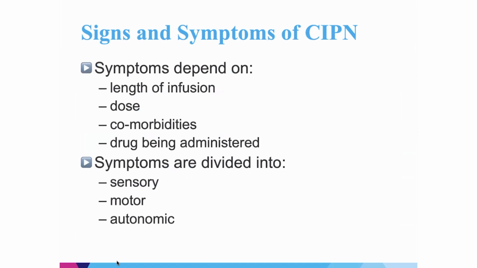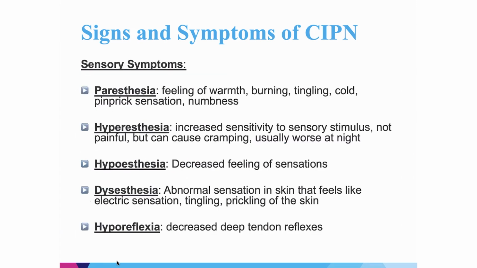So signs and symptoms depend on the length of infusion, the dose, and comorbidities. If you have a patient that already has mild peripheral neuropathy from diabetes, often if we give chemotherapy that causes neuropathy, that's going to get much worse. And the symptoms are divided into sensory, motor, and autonomic. So your sensory symptoms can be a really wide variety. Often patients will come in and say, my hands don't really wake up in the morning, they feel like they're dead. Or someone will say, when I grab something it's like my hand is going to fall off, like it's burning.